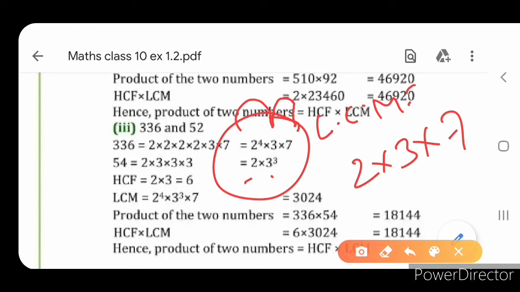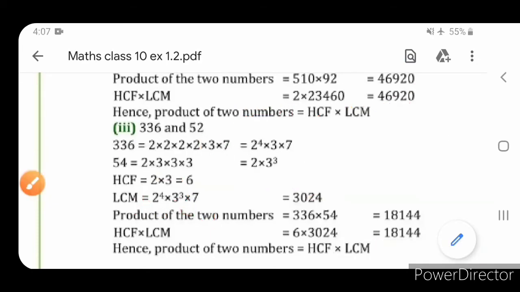No need to write 2, 3 again, because we have to write all bases one time and maximum power. So we look at the maximum power in both. Listen, we have to take care of the maximum power among every given number. So here, see, the maximum power of 2 is power 4. So during calculation of LCM we will take 2 raised to power 4. And the maximum power of 3 is 3 raised to power 3, and the maximum power of 7 is 1. So now solve it. Then LCM will be 2 to power 4, 3 to power 3 and into 7. When we solve this, we get 3024.